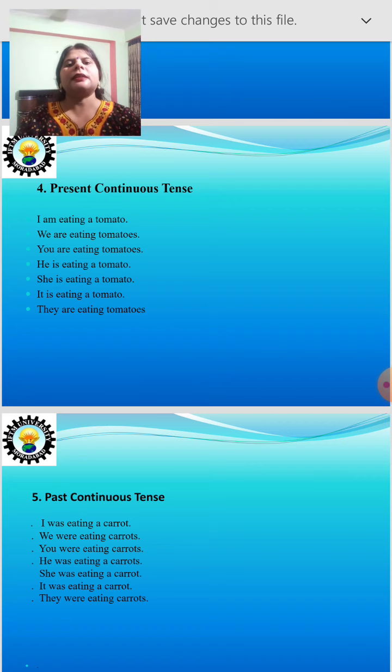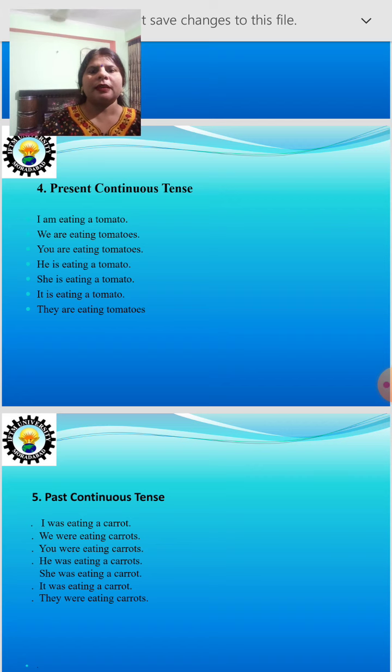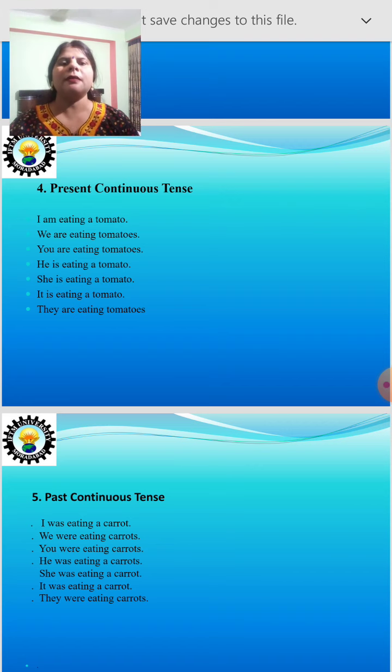And in present continuous tense we use is, are, am plus first form of the verb plus ing. I am eating a tomato. Am plus verb plus ing. We are eating tomatoes. We is plural, so the verb will also be plural. We are eating tomatoes. He is eating a tomato. They are eating tomatoes. Means in present continuous tense we use first form of the verb plus ing.